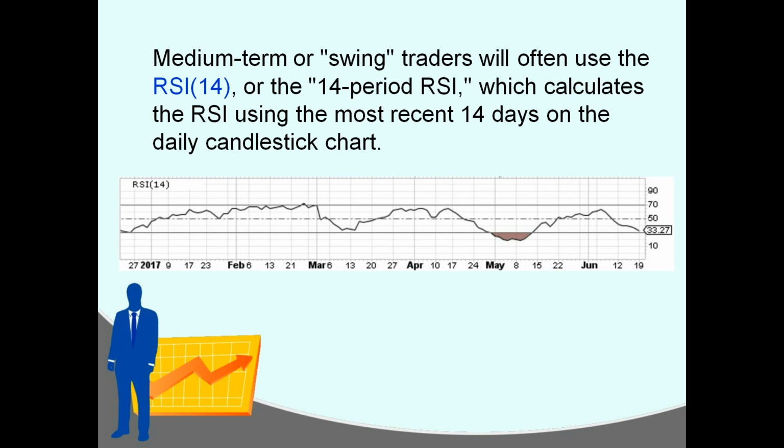Medium-term or swing traders will often use the RSI 14, or the 14-period RSI. And you can see we have it right here, RSI 14, which calculates the RSI using the most recent 14 days on the daily candlestick chart. And all these charts are coming from stockcharts.com, because I wanted to give them credit. All right, so this is an example of the 14-period RSI.